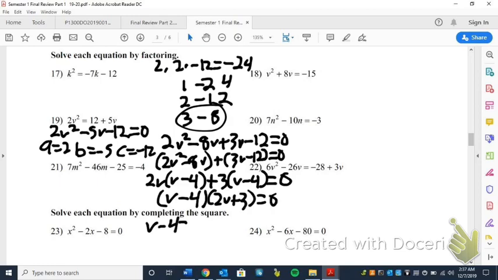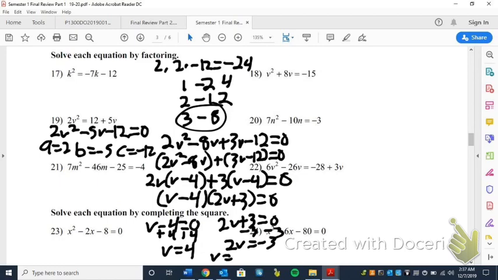And then we set both of those to 0 using the zero product theorem. And we get v equals 4, or v equals negative 3/2.